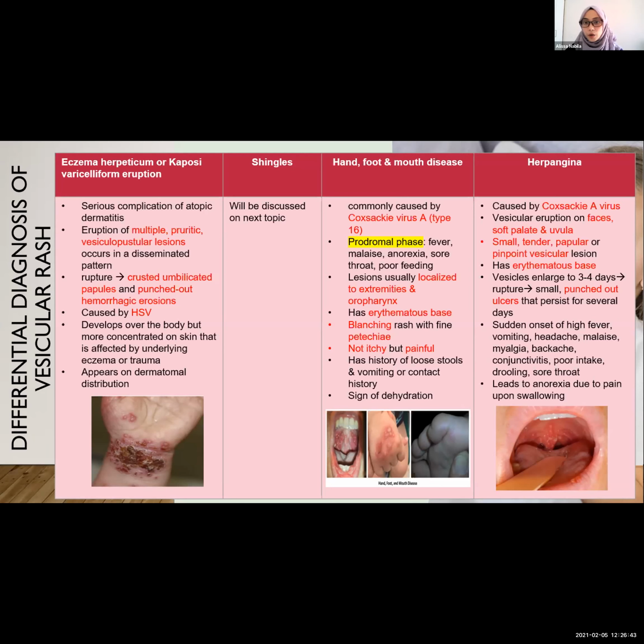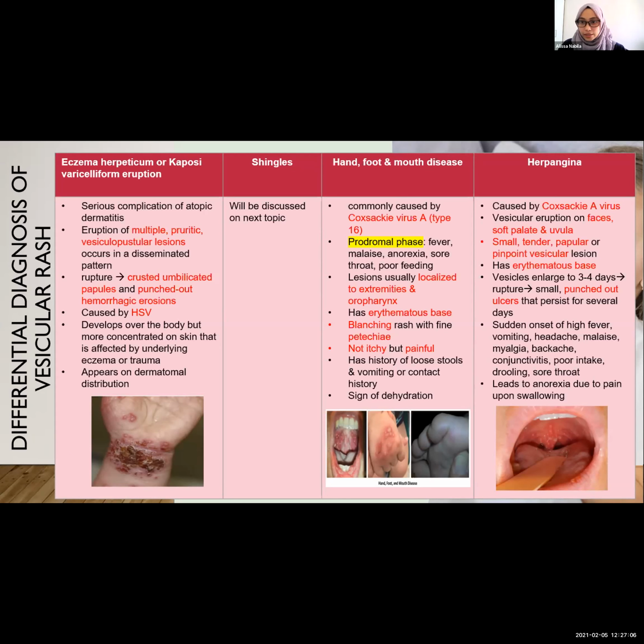And then the hand, foot, and mouth disease that is commonly caused by Coxsackie virus, they also have prodrome symptoms. However, the lesion is usually localized to extremities and oropharynx compared to chickenpox. And then it is also erythematous based. It has blanching rash with fine petechiae, not itchy but painful. So the patient can come to you with sign of dehydration because of the pain upon swallowing.